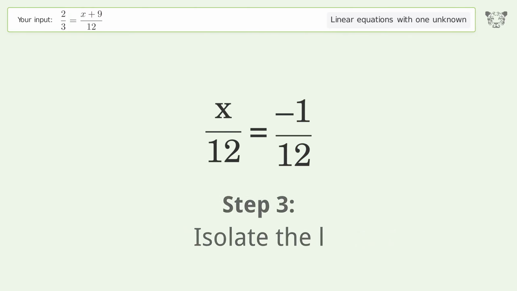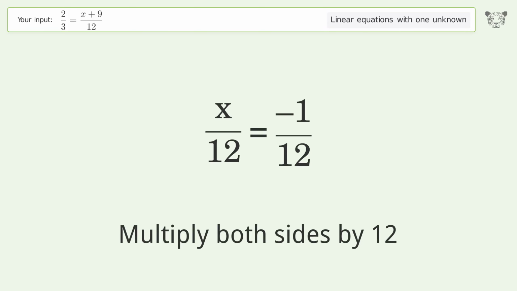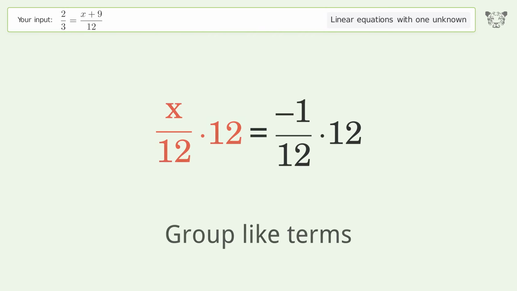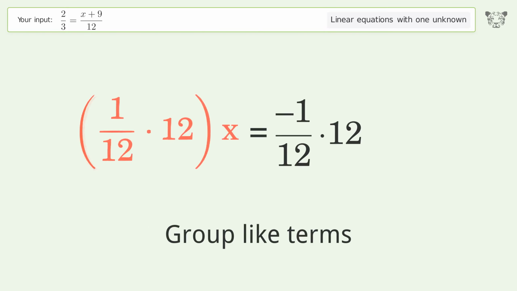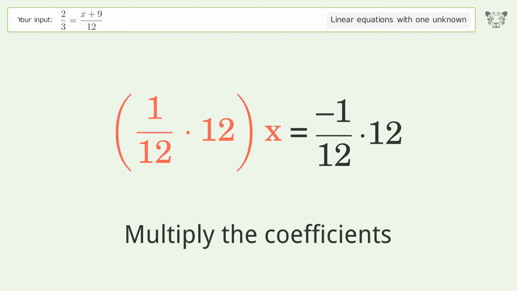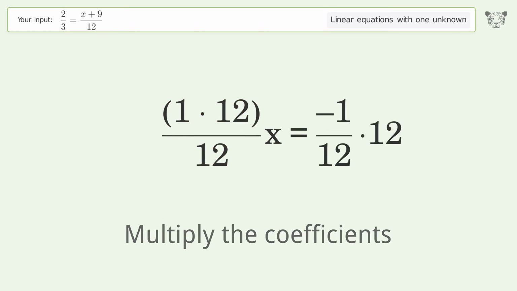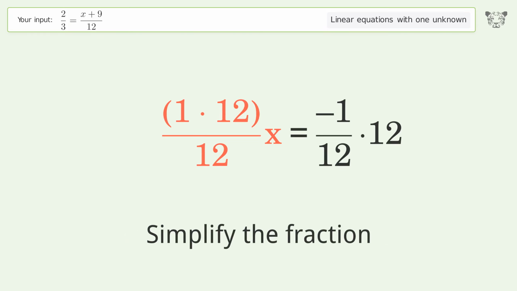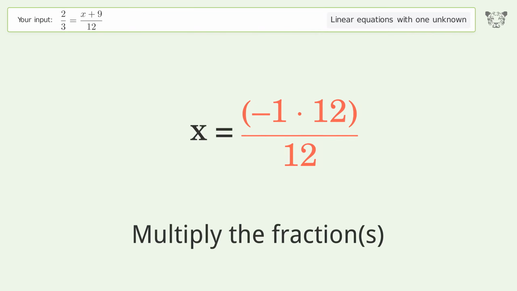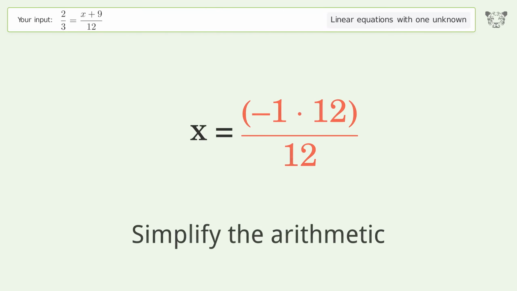Isolate the L. Multiply both sides by 12. Group like terms. Multiply the coefficients. Simplify the fraction. Multiply the fractions. Simplify the arithmetic.